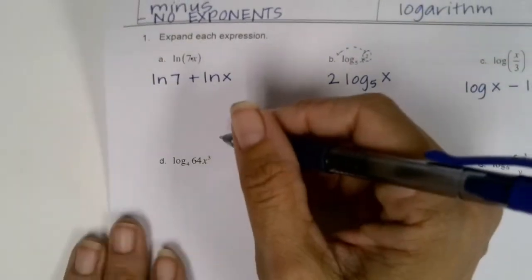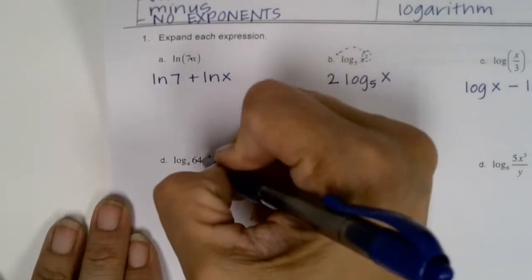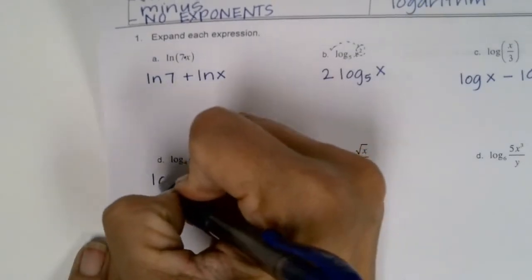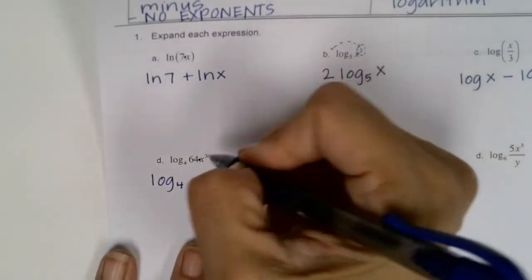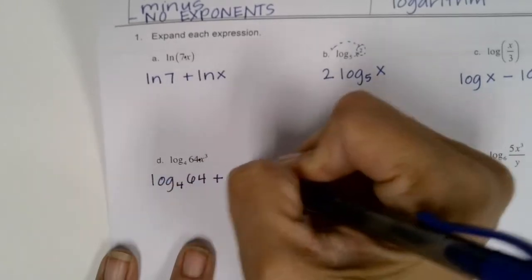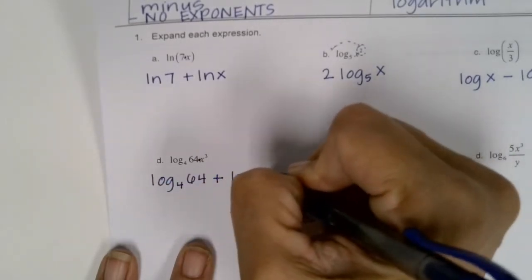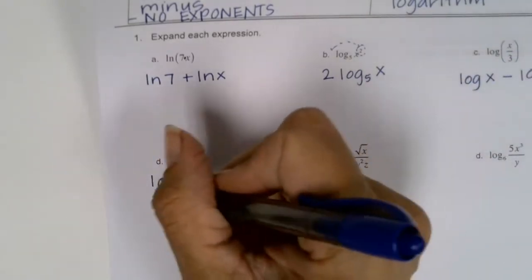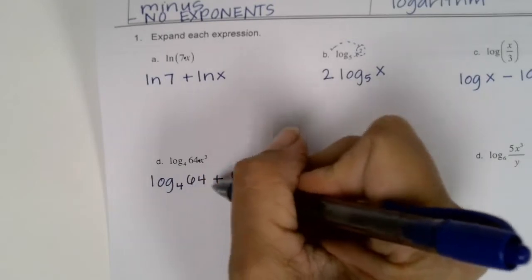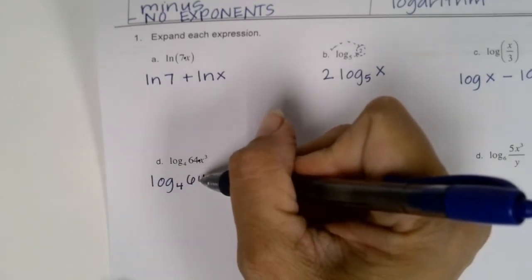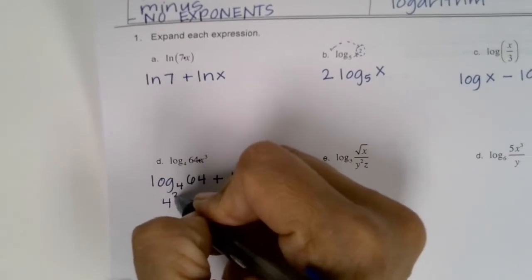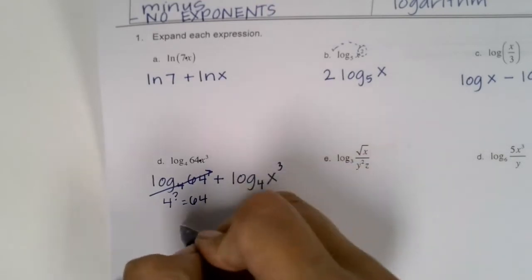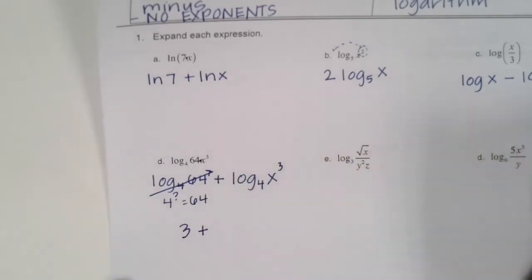Okay, so for this one right here, we are multiplying between those two right there, 64 times x cubed, so that's going to be log base 4 of 64 plus log base 4 of x cubed. And then we're going to have to do two things. First of all, because 4 and 64 are related by powers, we're going to change this. So this is really 4 to what power equals 64. So this whole thing, logarithms equal exponents, is just 3. So you're going to have to watch out for those.